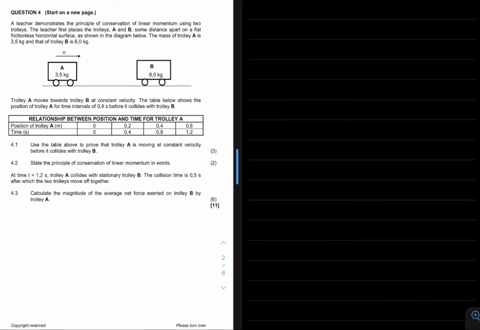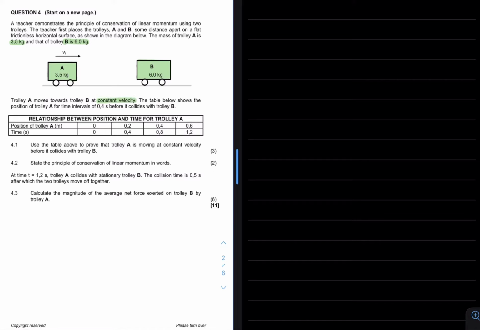In the next exam question, a teacher is demonstrating the principle of conservation of linear momentum using two trolleys. The teacher first places trolley A and B some distance apart on a flat, frictionless horizontal surface, as shown in the diagram below. The mass of trolley A is 3.5 kg and that of trolley B is 6 kg. Trolley A moves towards trolley B at a constant velocity.